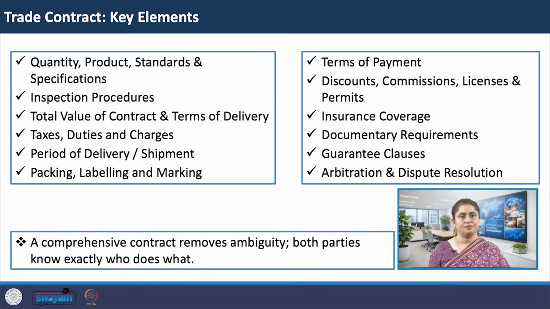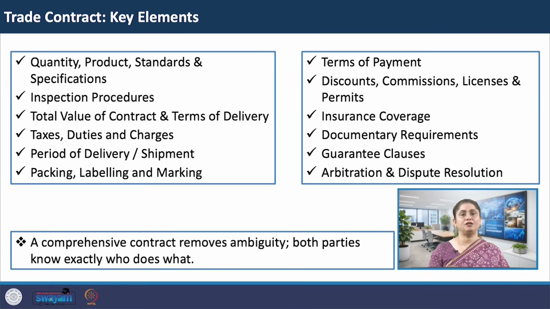Now we see the column in which we have quantity, product, standard and specification. Exactly what is being traded, in what amount, to what quality. Second is the inspection procedure. Who inspects the goods, at what stage and according to which standard. Third is the total value of contract and the terms of delivery, which means the total price and the Incoterm being used. Fourth is taxes, duties and charges. Which taxes apply and who pays them.